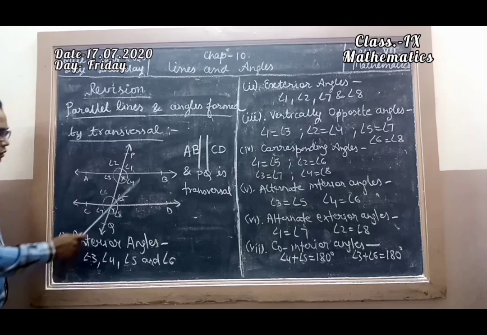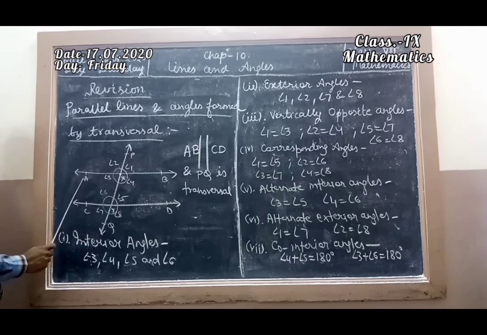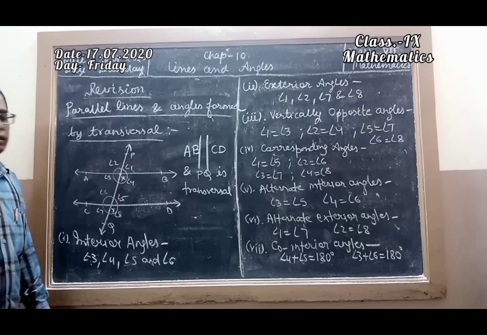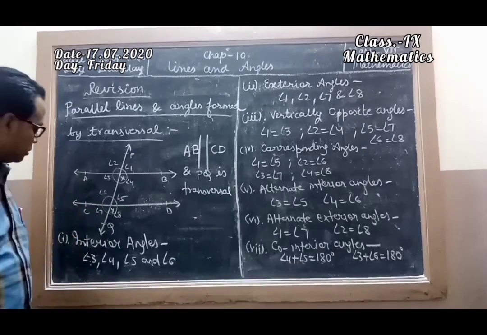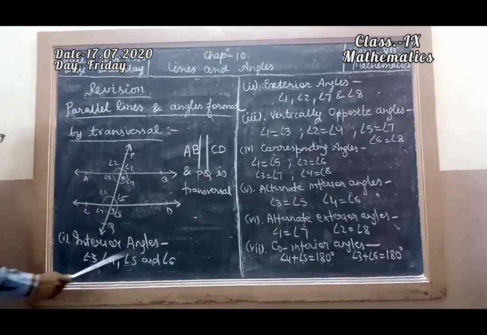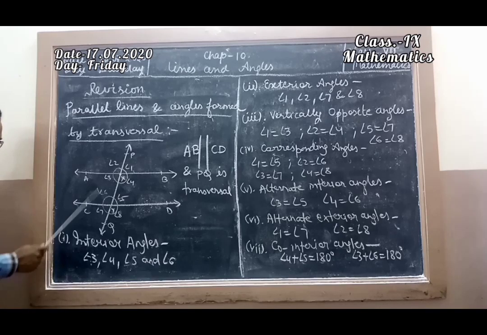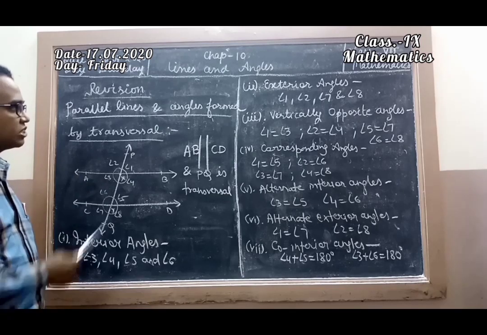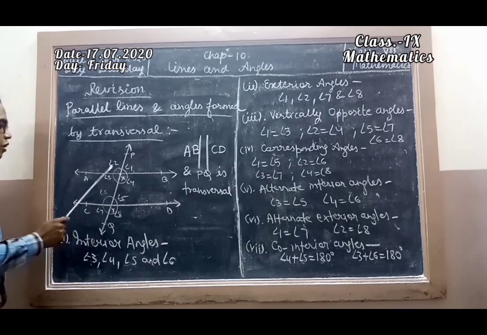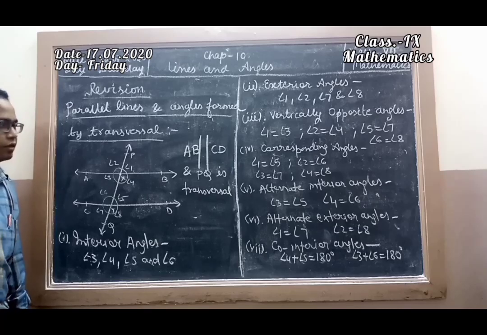Now, AB is parallel to CD and PQ is the transversal. Angle 1, angle 2, angle 3, angle 4, angle 5, angle 6, angle 7, angle 8 are the given angles. First of all, interior angles. Interior means the angles made inside these lines: angle 3, angle 4, angle 5, and angle 6. Exterior angles: angle 1, angle 2, angle 7, and angle 8.